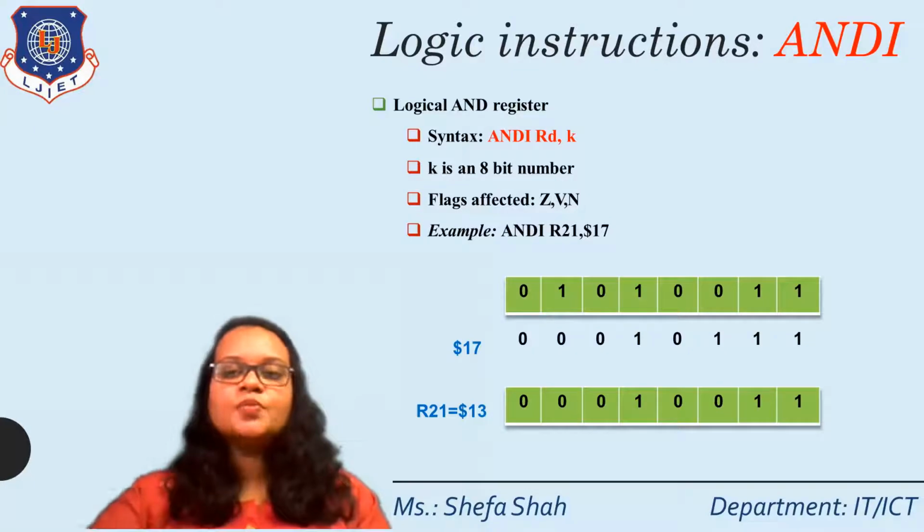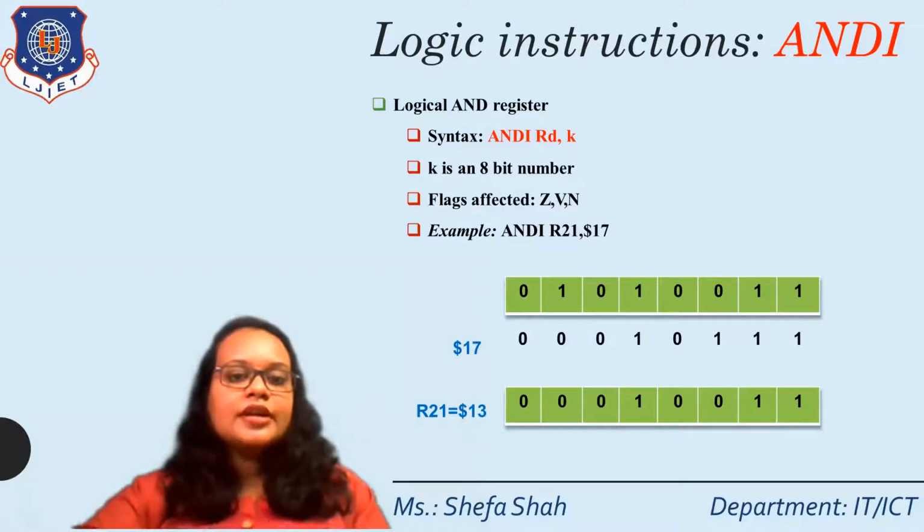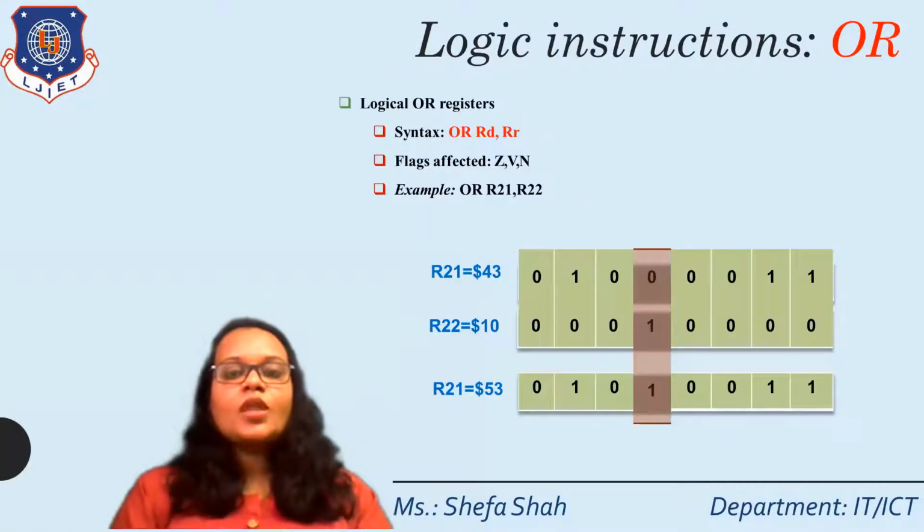This is similar to the AND instruction. Clear? Now next, that is the OR instruction. So in the OR instruction, again the logical OR operation will be performed between the two bits. So the syntax is OR Rd, Rr, and again the same flags affected, that will be Z, V, and N. Now let's take the same example, that is OR R21 and R22.